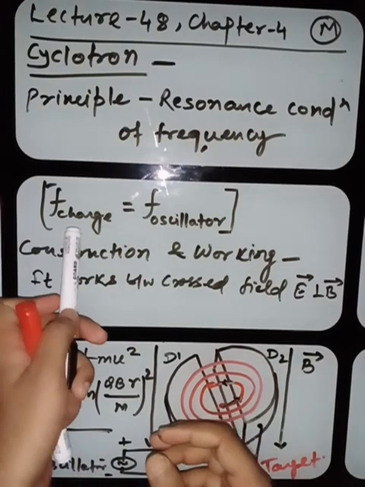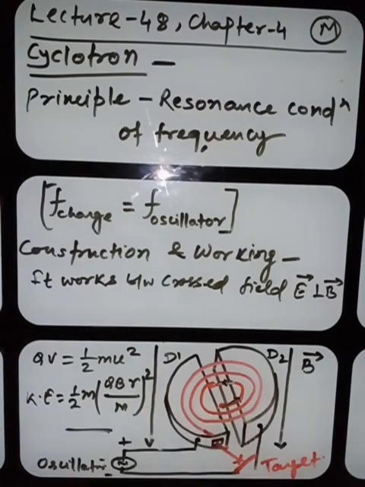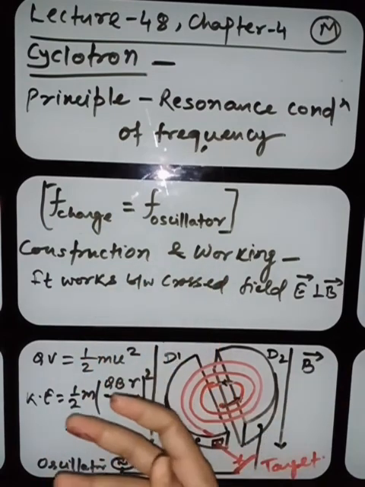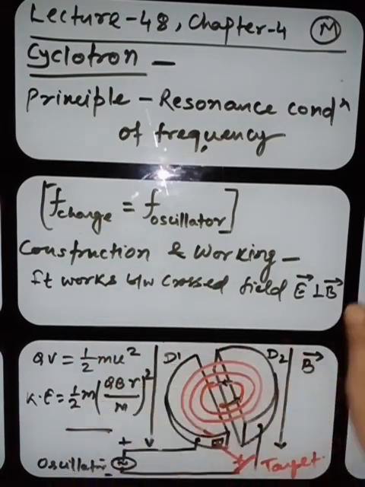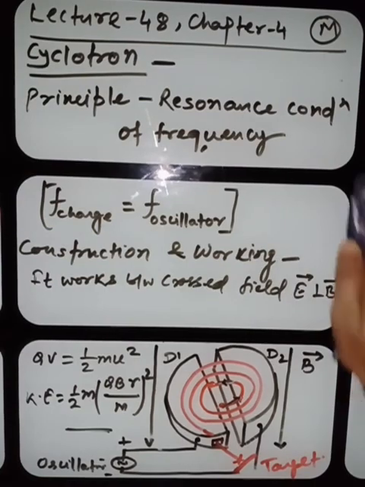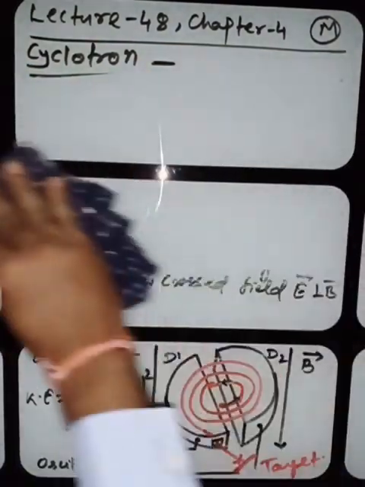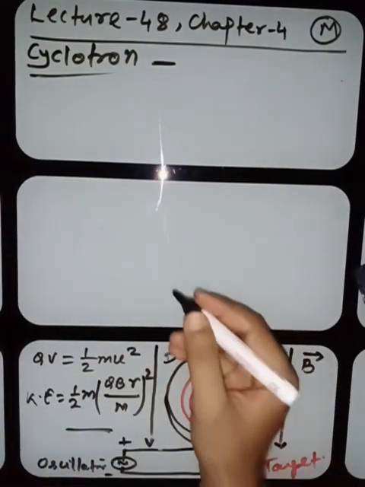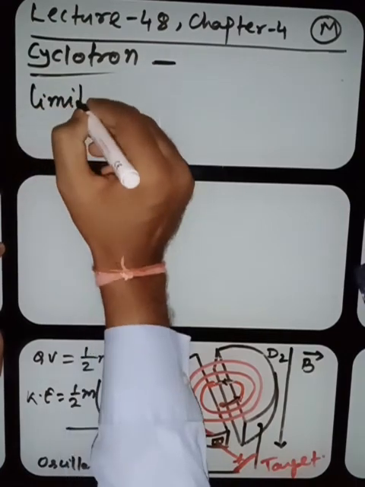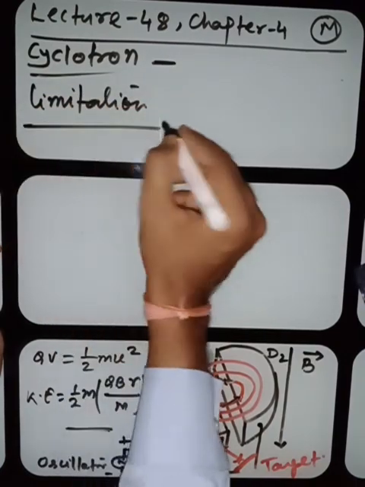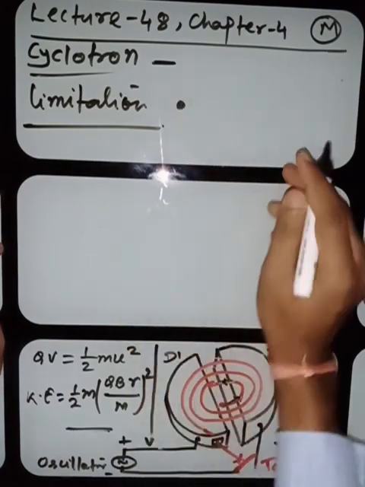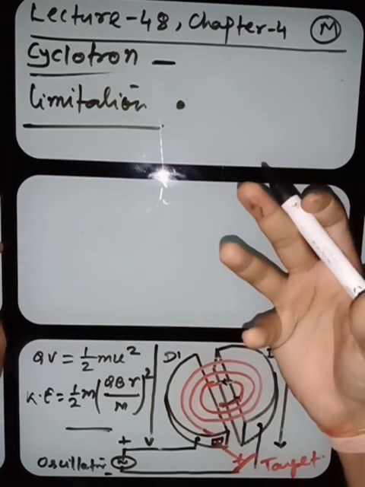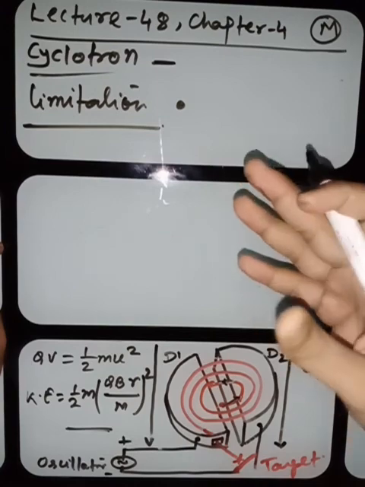Students, you can see here the frequency, and we have already studied the equation of frequency. It is qB by 2 pi m. You can also mention it over there. Now students, its limitation. What is the limitation of the cyclotron? Remember, it should not fail its principle. Kindly note down the limitation. The first one, you can write: maintaining a uniform magnetic field over the large surface area of the D's is difficult. This is a limitation of the cyclotron.